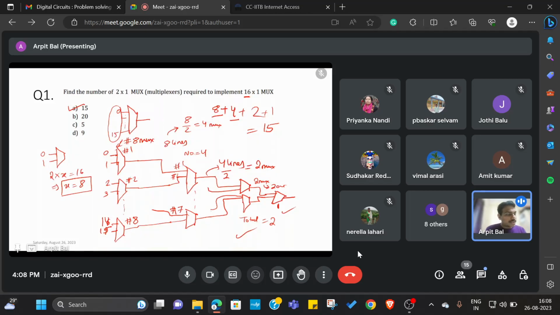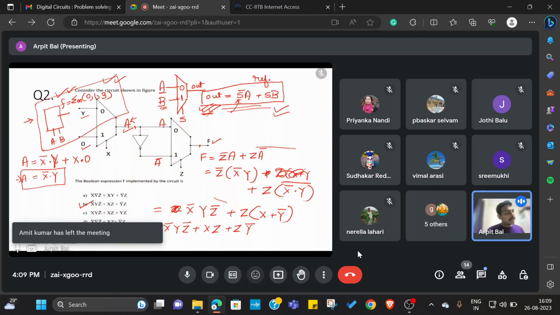The first question that we solved is we were given a set of 2 cross 1 muxes, and we were supposed to implement 16 cross 1 muxes. We were supposed to find the number of 2 cross 1 muxes that are required, and we also showed how they should be arranged so as to get a 16 cross 1 mux. This is the best example of how to synthesize a circuit, right? If you are falling short of 16 cross 1 muxes and you have 2 cross 1 muxes with you, you can synthesize a 16 cross 1 mux if you are clear with the digital logic going behind.